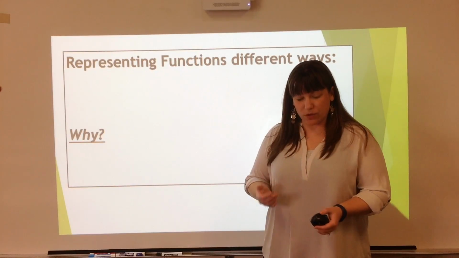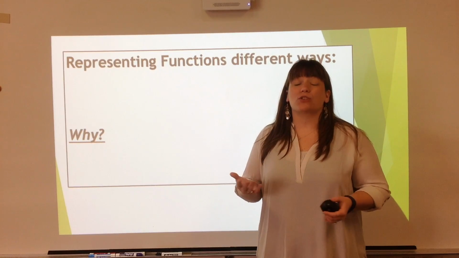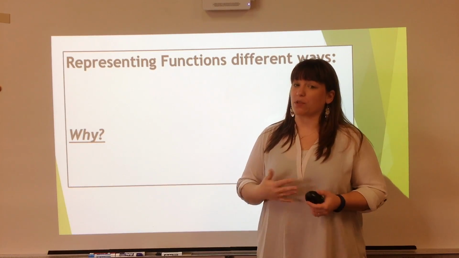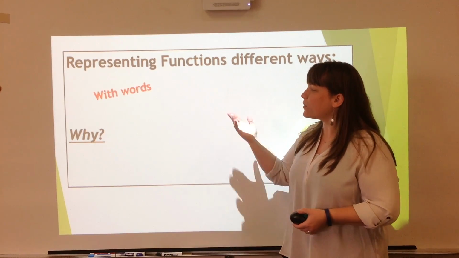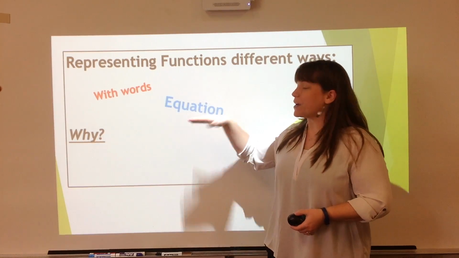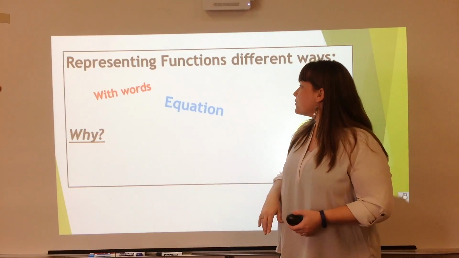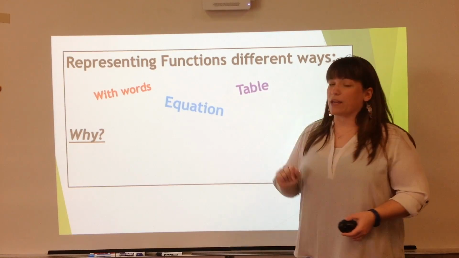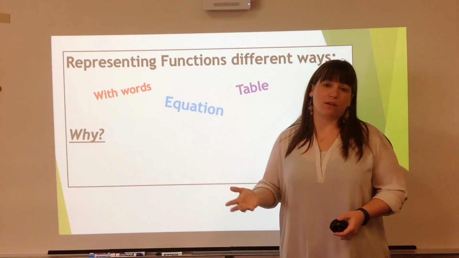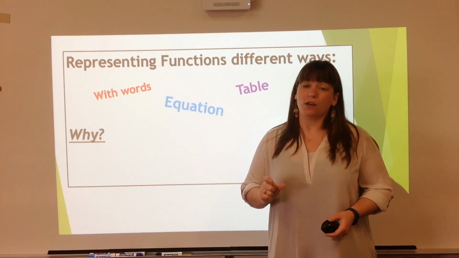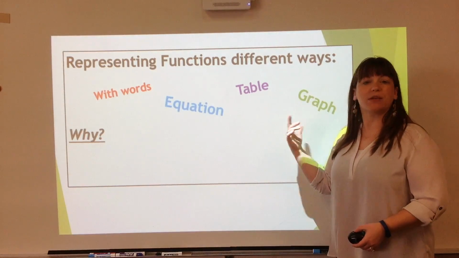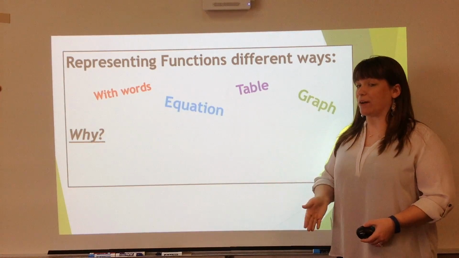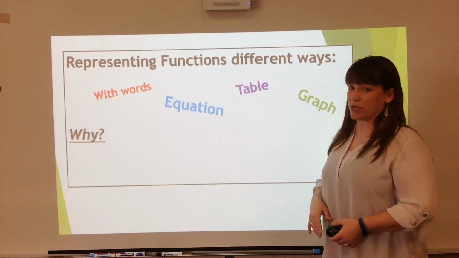I just want to review the different ways that we can describe a relationship between two numbers. That's basically what a function is. We can talk about it with words. We can also write an equation. We also can show different relationships between numbers in a table form. And we also can show it as a picture, and we can graph those as coordinate points.